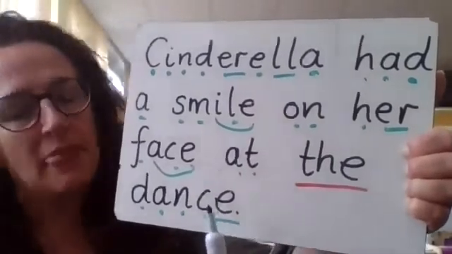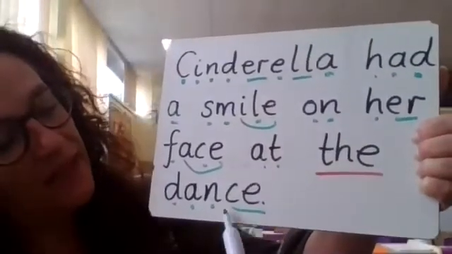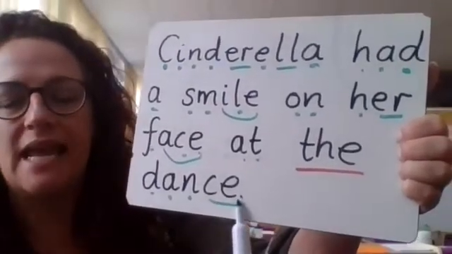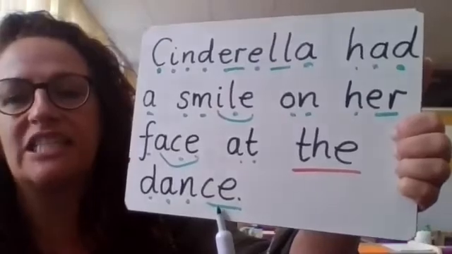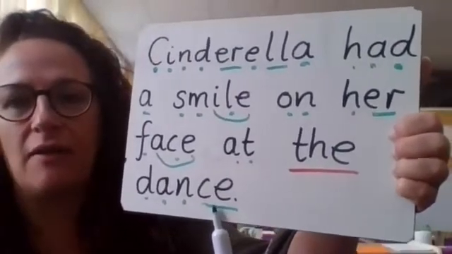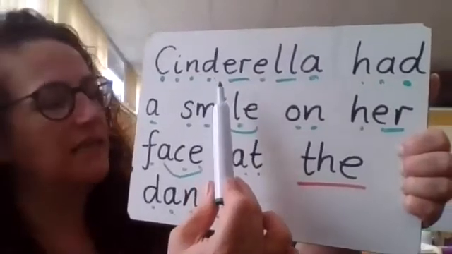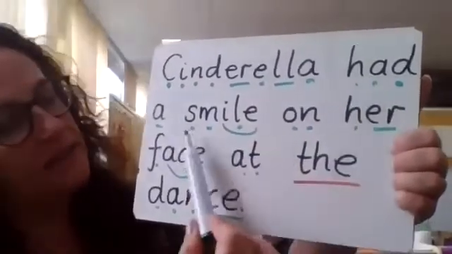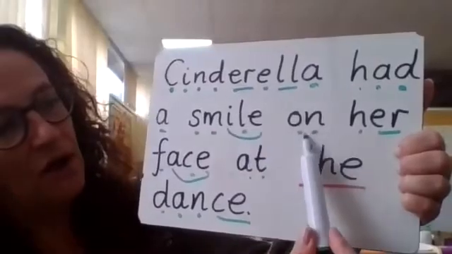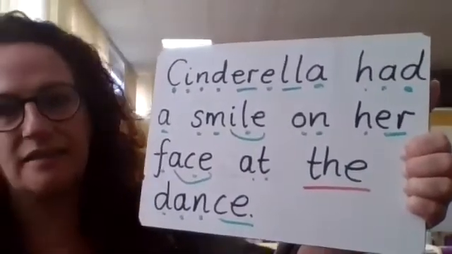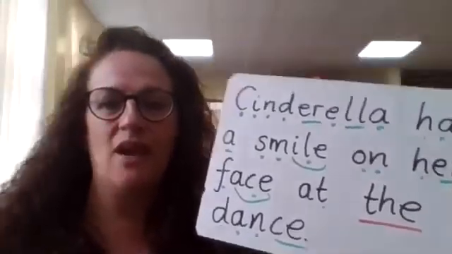Now here, the C and the E make one sound together. Quite often there is a C and an E at the end of the word and they make a S sound together. So let's read it again together. Cinderella had a smile on her face at the dance. Well done, good reading. Okay, switch those brains back up to the really good high setting now.